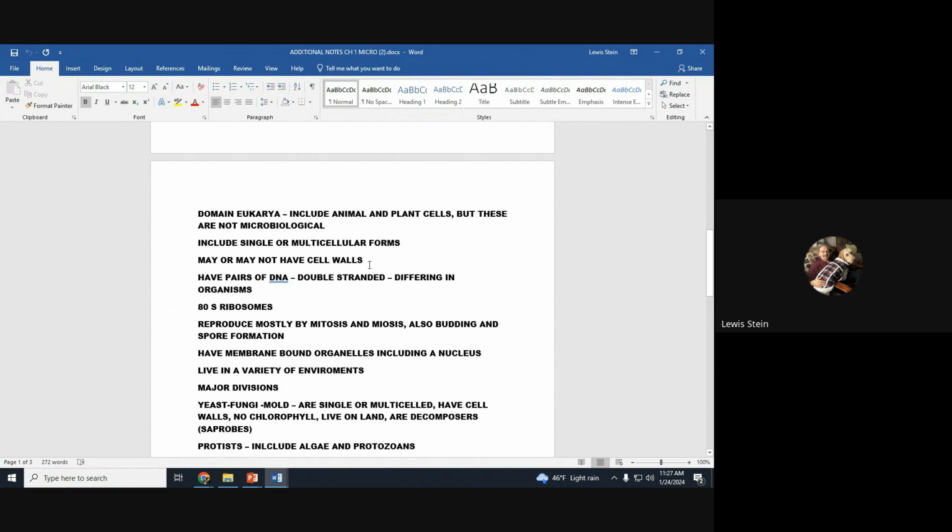They don't have to have a cell wall. They have membrane-bound organelles. Remember, that's the distinction. Pairs of DNA, also double-stranded. Okay, and the organisms differ. So an elephant has so many, and a mouse has so many, and a fruit fly has so many, and we have so many. So they're all different. I don't know the numbers. My colleague, Dr. Hannah, is our resident zoologist, and she could probably tell you better than I can.